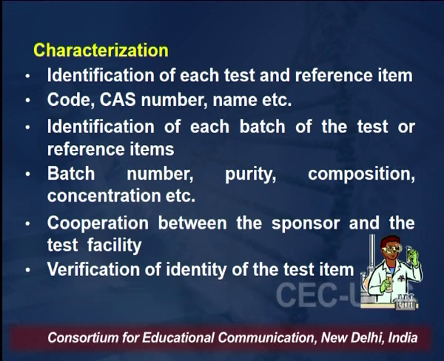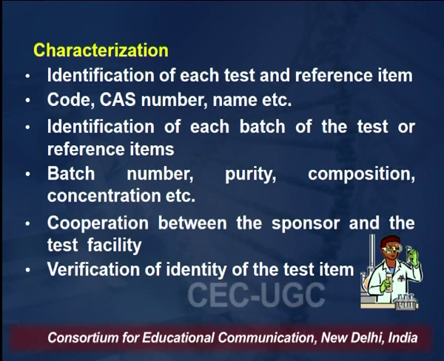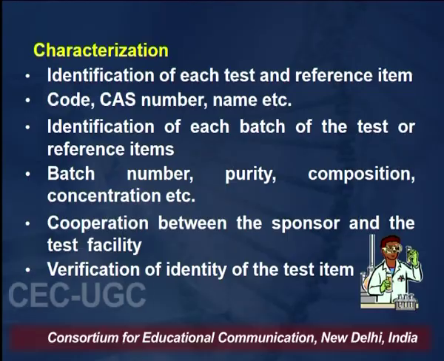The characterization: the identification of each molecule and reference item. We should provide some code for a test. For example, AB molecule. AB is a new drug, but what we did, we gave it the code AB. So everybody will be aware of AB until the activity is disclosed. The CAS number of the reference. The reference is purchased from a standard company, so they must have the CAS number and name.